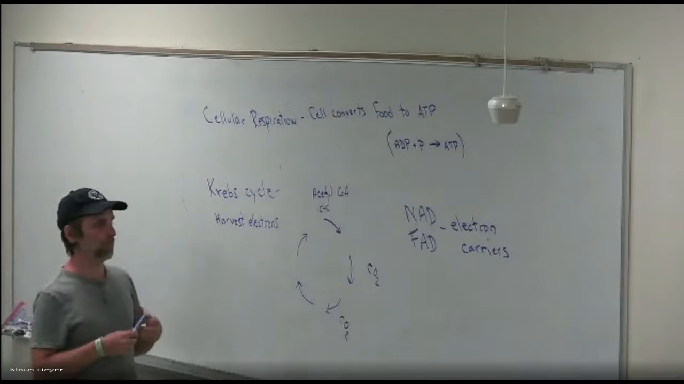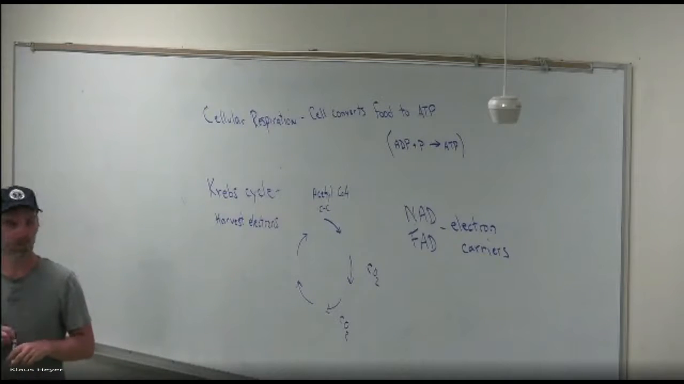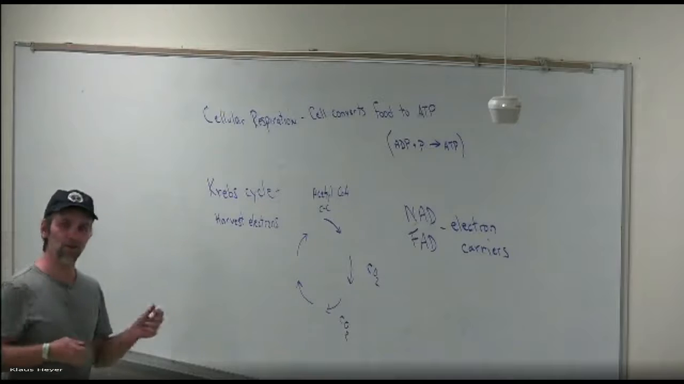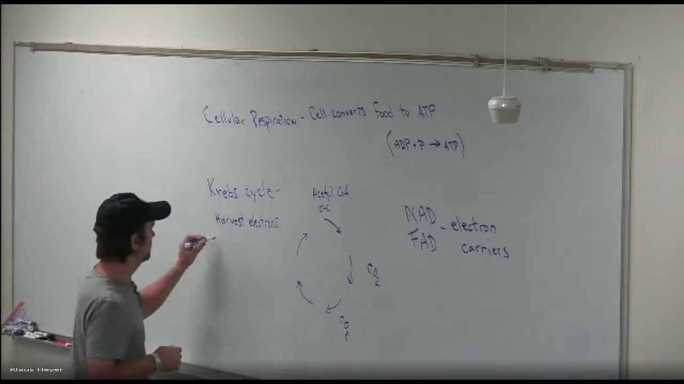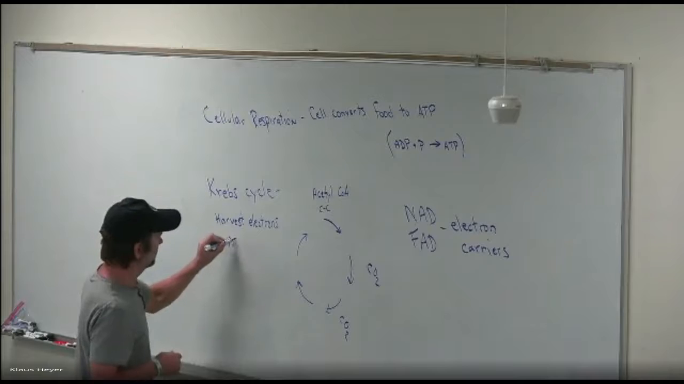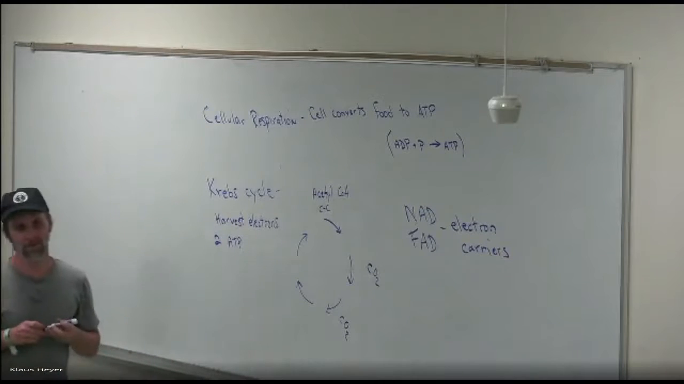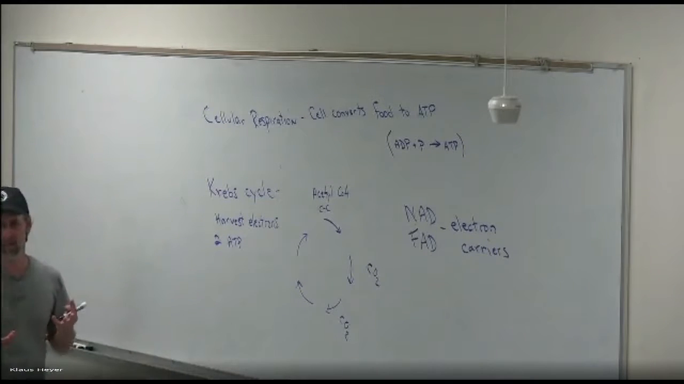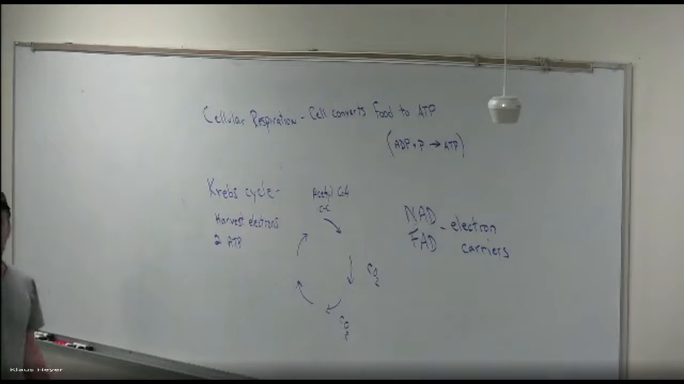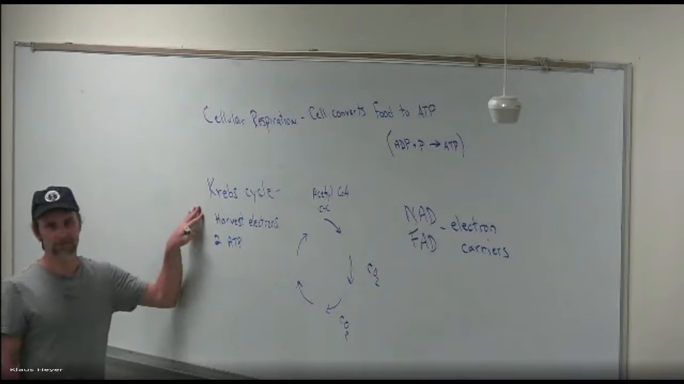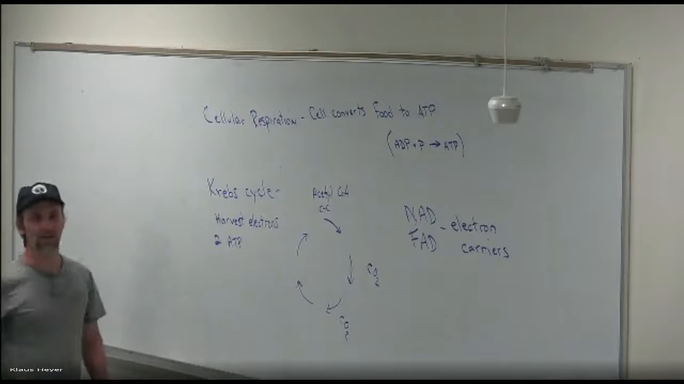So we end up with some ATP. So again, in the Krebs cycle, we get some ATP. 2. That's just bonus ATP. It's not trying to get ATP from the Krebs cycle. Really trying to harvest electrons.